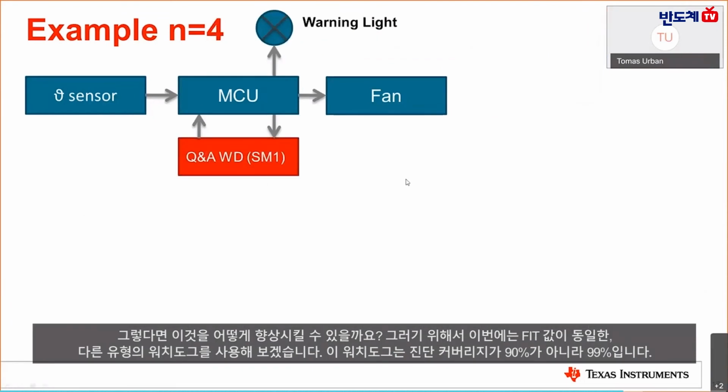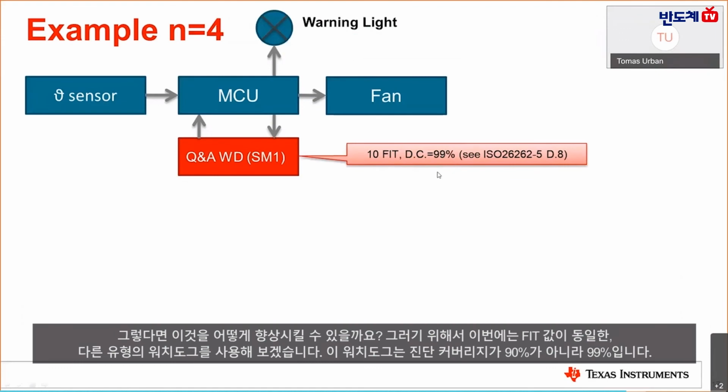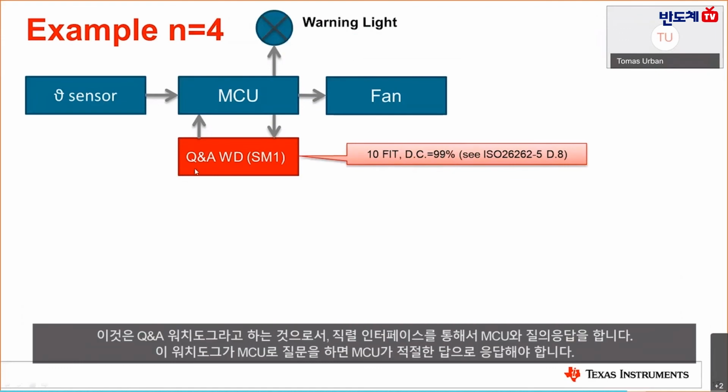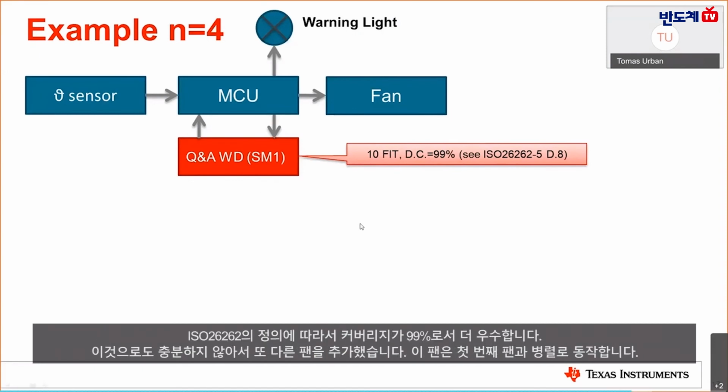We use a different type of watchdog that has the same FIT value, same failure rate, but it has diagnostic coverage of 99% instead of 90%. This is the so-called Q&A watchdog, which communicates with the MCU through a serial interface and basically gives the MCU some kind of homework, and the MCU needs to reply with the correct answer. So it has a coverage which is definitely better. ISO 26262 defines it as 99%. And this is still not enough.